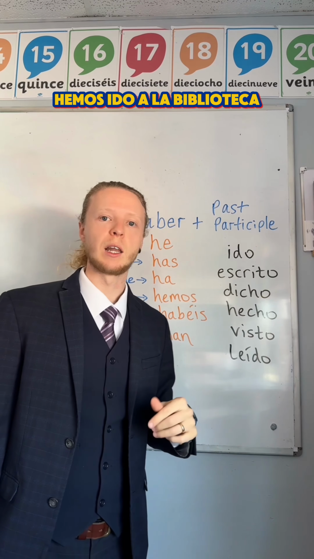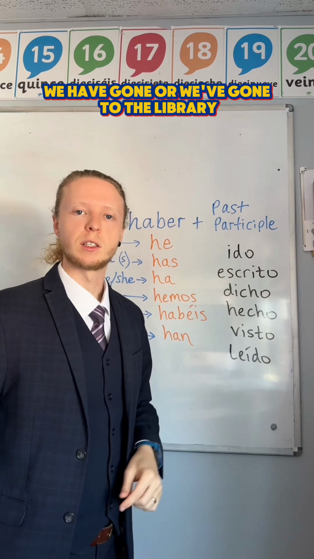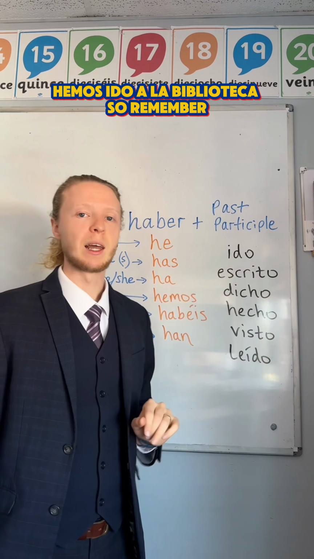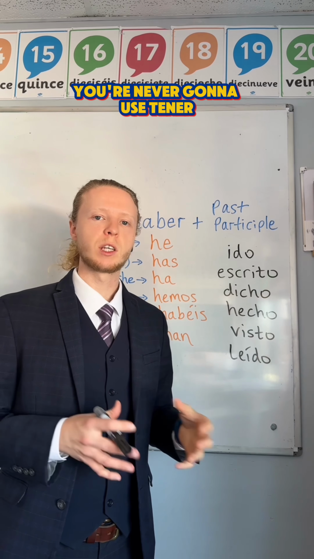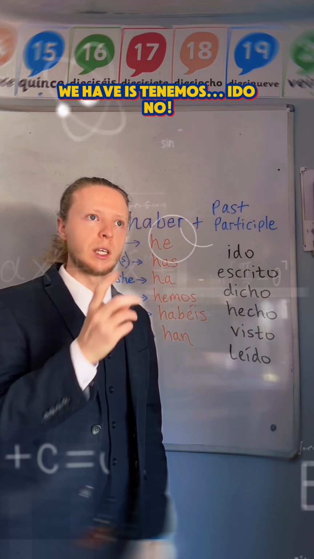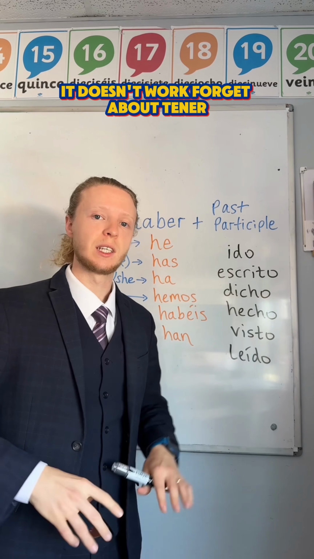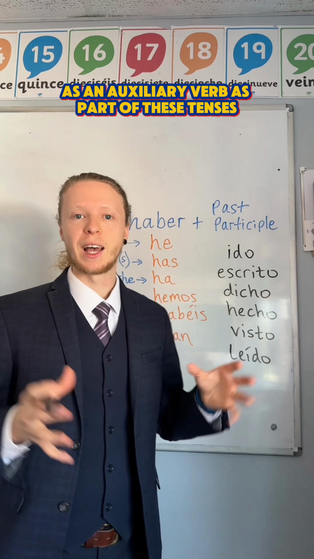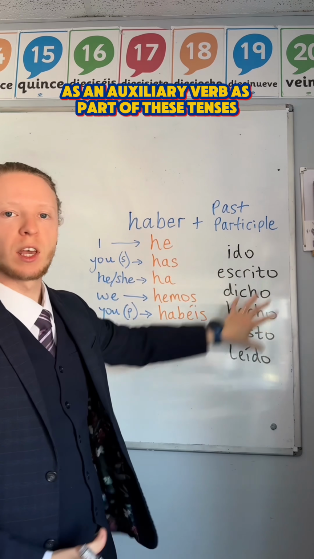Hemos ido a la biblioteca. We have gone, or we've gone, to the library. So remember, you're never going to use tener. I'm thinking, how do I say we have gone? We have is tenemos. Ido, no, it doesn't work. Forget about tener when you're using the verb to have as an auxiliary verb, as part of these tenses.